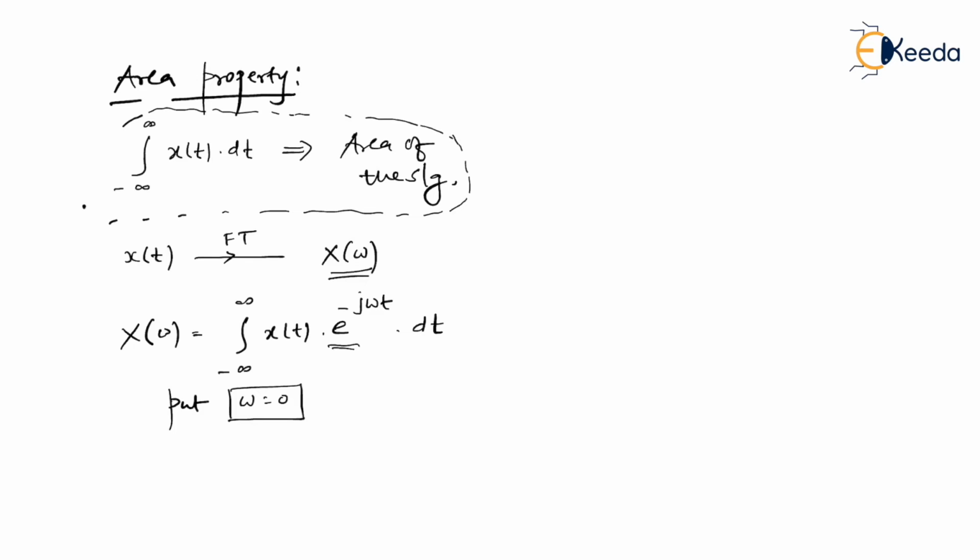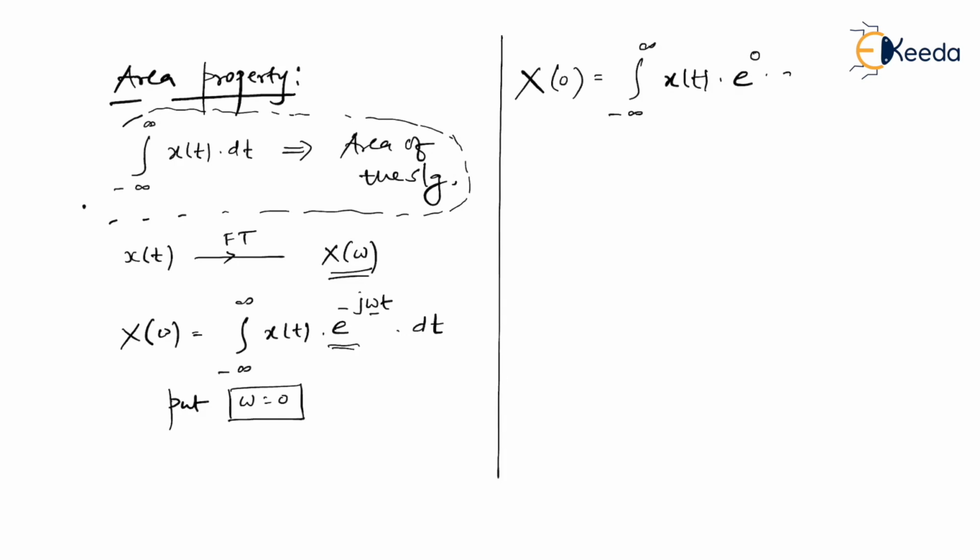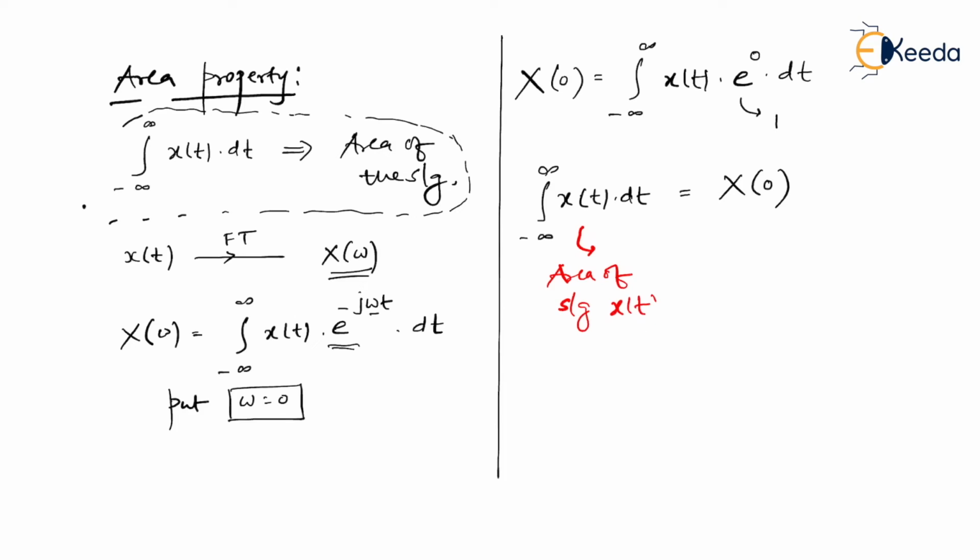So X(omega) is capital X(0). On the left hand side, when I substitute omega equal to 0, it becomes capital X(0), which is equal to the integral over minus infinity to infinity of x(t). Since the value of omega is 0, it becomes e to the power 0 dt, and anything raised to 0 is 1. So it is simply the integral of x(t) dt from minus infinity to infinity, which is X(0). Now the question is, what is meant by this? This is nothing but the area of the signal x(t).